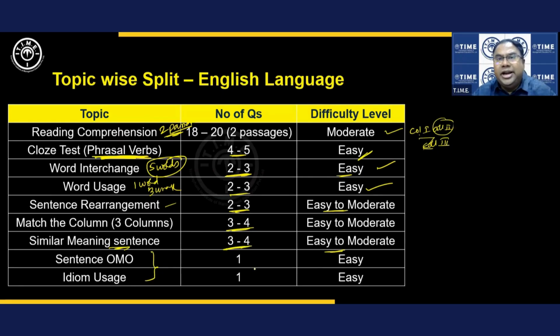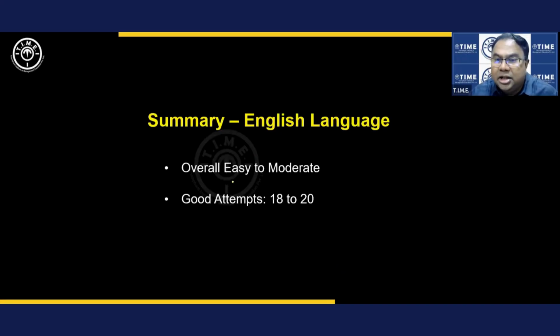Sentence odd man out and idiom usage, we have 1 question. These were easy to crack. Overall, if you look at your English section, this is a saving grace. We can call it easy to moderate. A good number of attempts can be considered as 18 to 20.